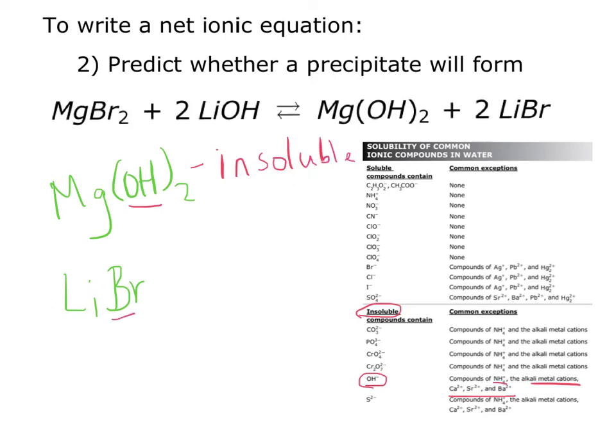Okay, what about LiBr? Br, bromides. Oh, there they are. Bromides are in the generally soluble category, except for silver, lead, and mercury. Lithium is not silver, lead, or mercury, so it is soluble. So Mg(OH)2 is going to be my precipitate.